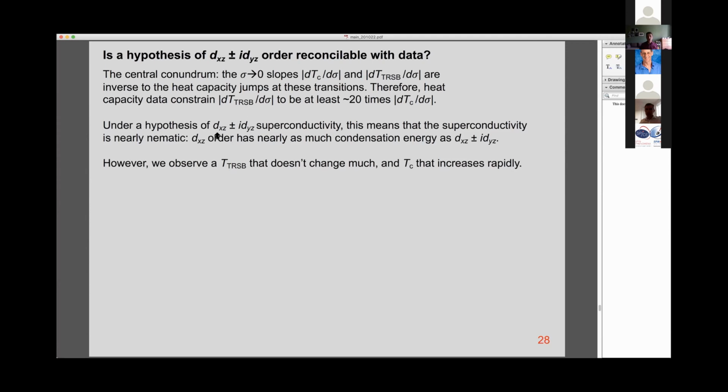So under the hypothesis of xz plus iyz superconductivity, what this means is that the superconductivity would be very nearly nematic. If there's a very weak heat capacity anomaly at TRSB, then that says that dxz order would have nearly as much condensation energy as xz plus iyz. But coming back to our data, the central conundrum is this: what we see is the opposite. We see a time reversal symmetry breaking temperature that does not change very much, but a Tc that increases rapidly.